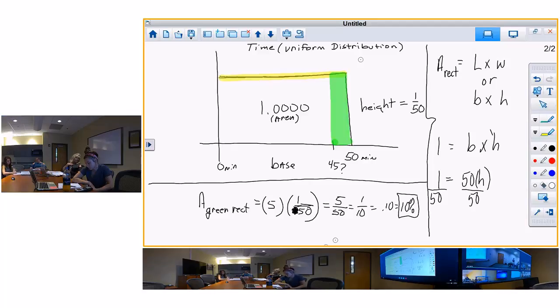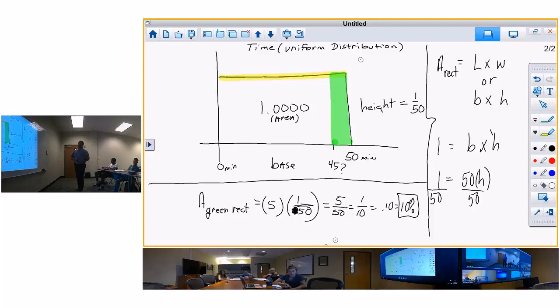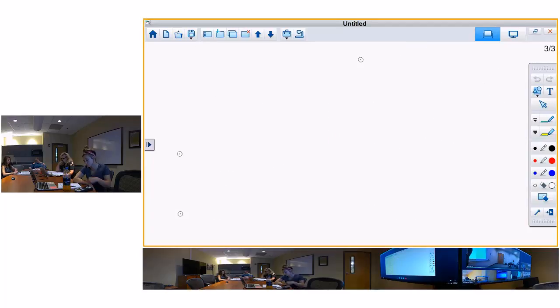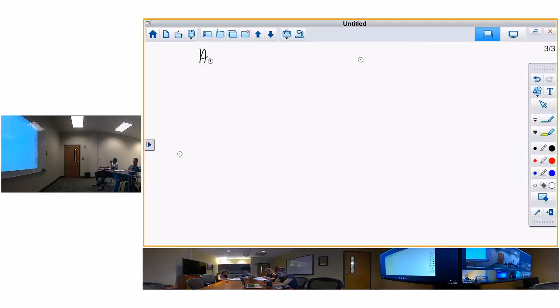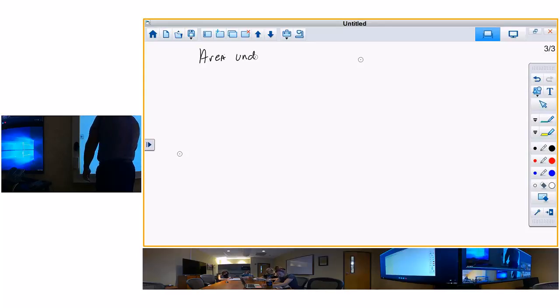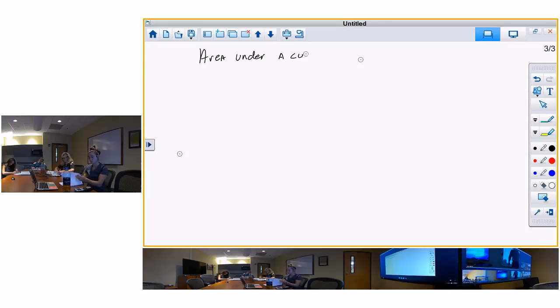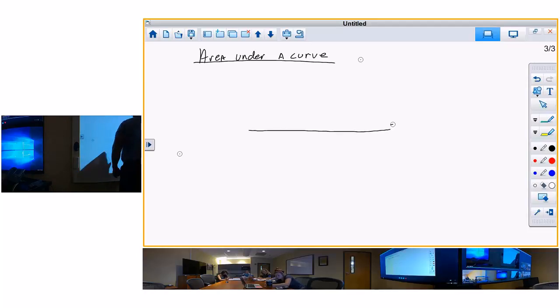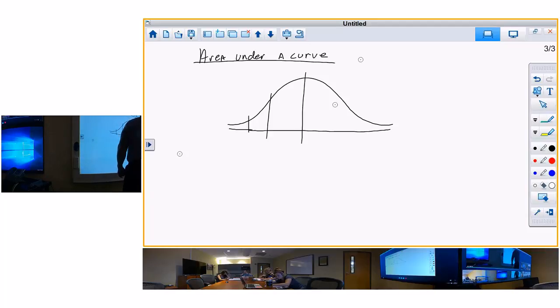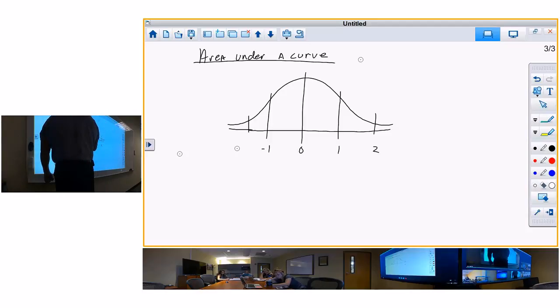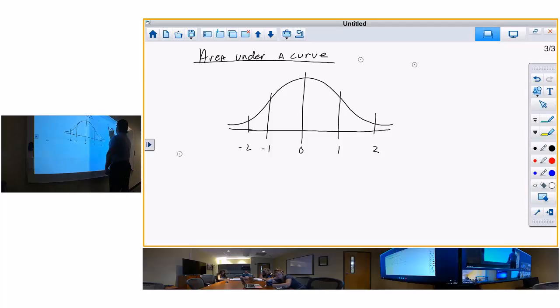Okay? So now, let's cover the rest of chapter 7. Area under a curve. Let's say that I give you a problem, and the problem says, find the area. 0, 1, 2, negative 1, negative 2, and it says, find the area.